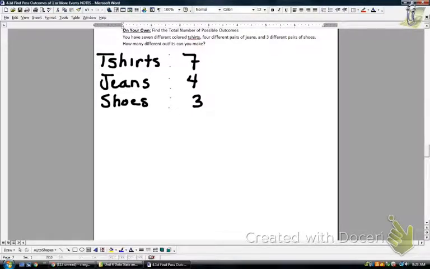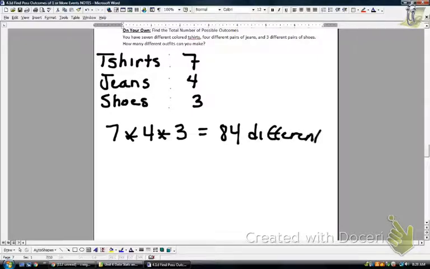All right, so the on your own problem says you have 7 different colored t-shirts, 4 different pairs of jeans, and 3 different pairs of shoes. How many different outfits can you make? So event 1 is the t-shirts, 7. Event 2 is the jeans, 4. Event 3 is shoes. Fundamental counting principle says I multiply each of those events together. So I'm going to do that. 7 times 4 is 28. 28 times 3 is 84 different outfits.